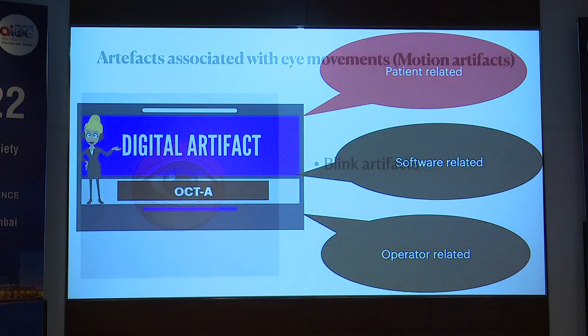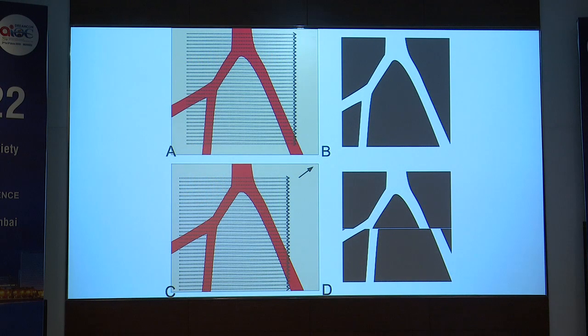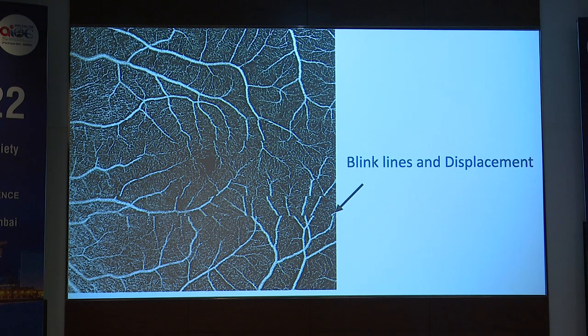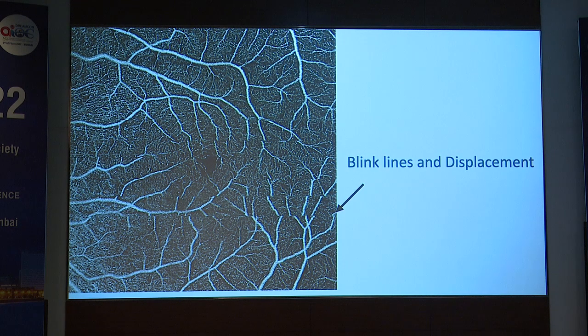Coming to the patient-related ones, the most common is the movement of the eye and blink artifacts. If you see the top one, this is the normal scan, and once the patient moves, you can see the B scans suddenly have a disruption, a cut or disruption of the layers. It's called the blink line. If you see carefully, suddenly there is a disruption; that's a blink line. It is a very common artifact. Even in all the images shown before, many of them have these blink lines.